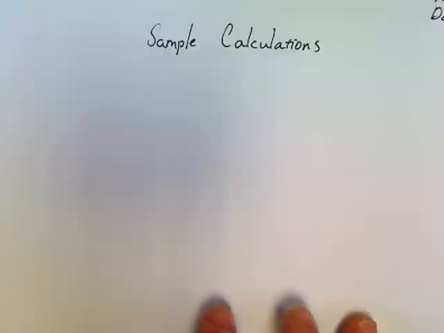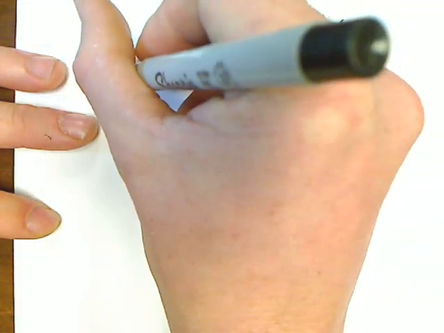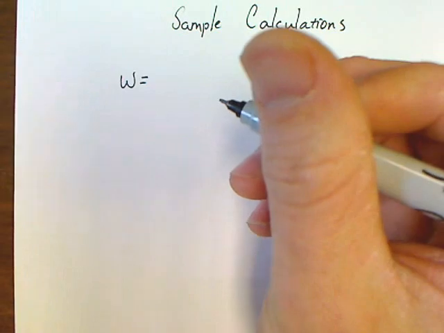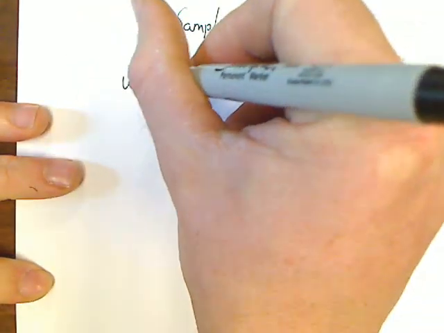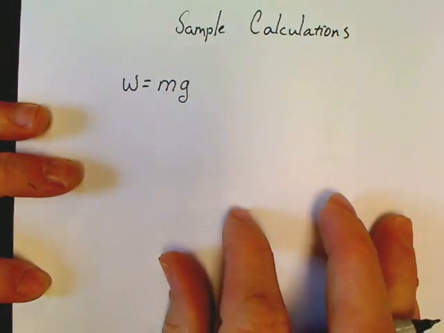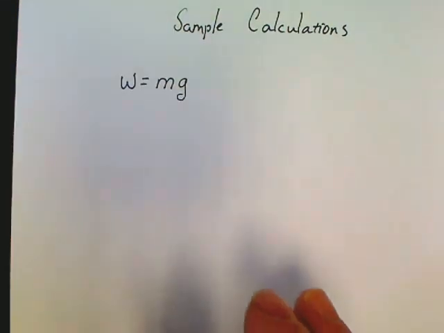Alright, so the first thing on the data table, it asks me to find the weight of the block and the masses. So here's how I'm going to do this. How do you find weight? Well, I wish we had an equation for weight. W equals... what would be a great equation? Oh yeah, W equals mg. So there's how we can get our weight. W equals mg.